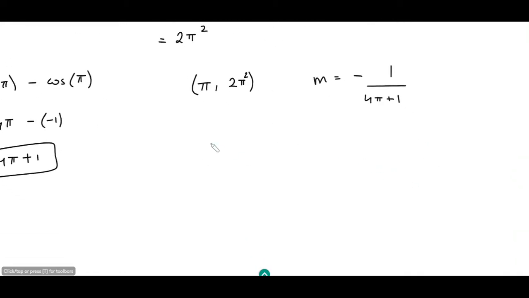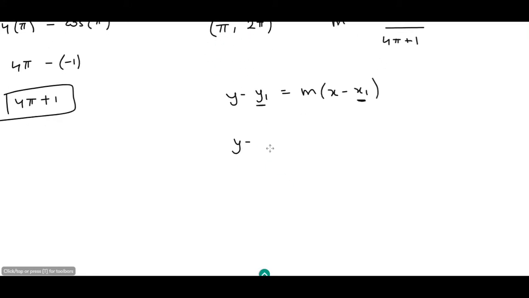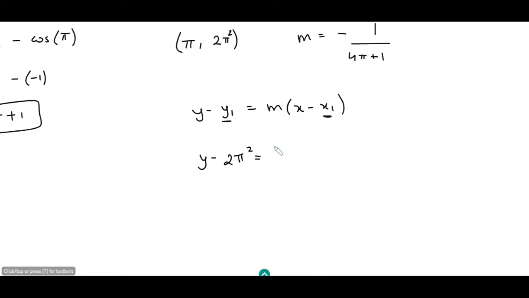So, like I said, in this question I'll be using the y minus y1 method to find the equation of a line. Okay, so y1 and x1 are the coordinates of the point which the line passes through. So we know that the line must pass through this point, so y1 would be the y coordinate, so y minus 2π squared equals m, and we'll fill in m in a second, times x minus x1, which is the x coordinate, which is π. Okay, and making space for m, m is what we have found here. Okay, x minus the x coordinate π.